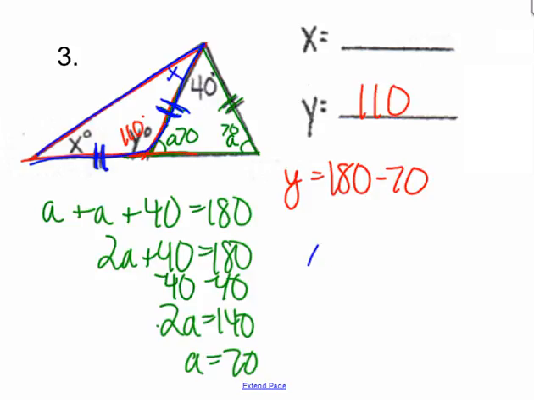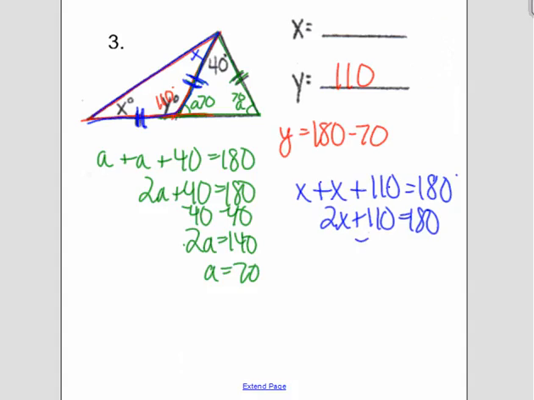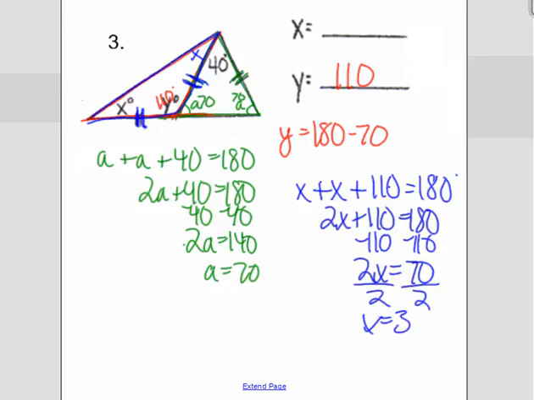So I'm going to use x plus x plus 110 equals 180 because I know that all the degrees in a triangle add up to 180. So I'm going to combine like terms. We're going to subtract 110. And then divide by 2. So 35.